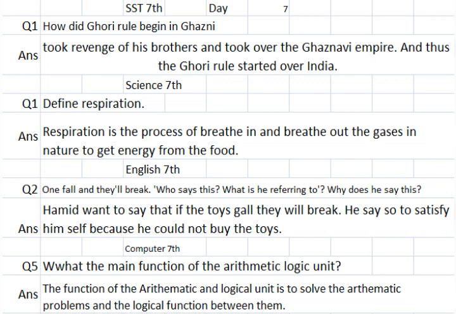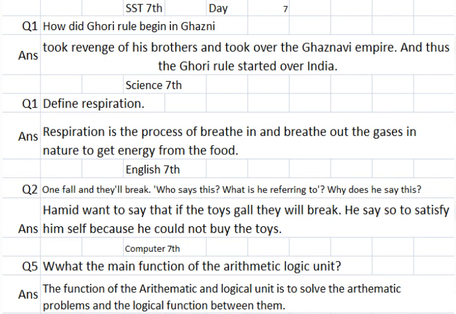Computer 7: Define the brain of the computer and name its components. CPU is the brain of the computer, which consists of processor, CU, and ALU. All these are the components of the system.